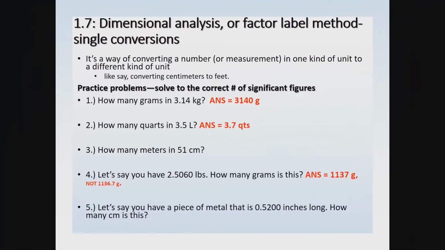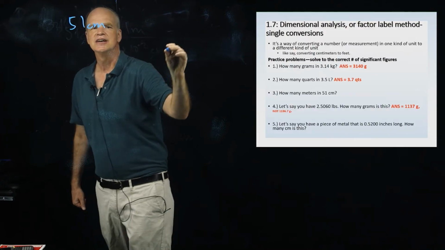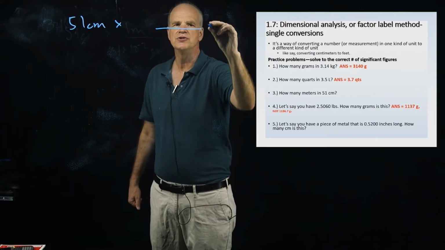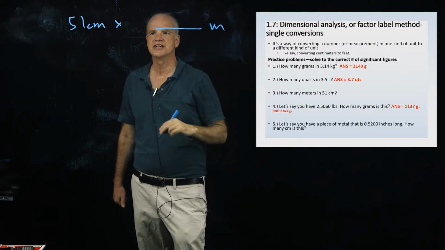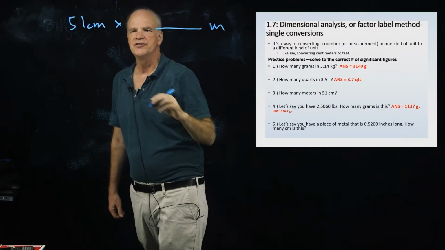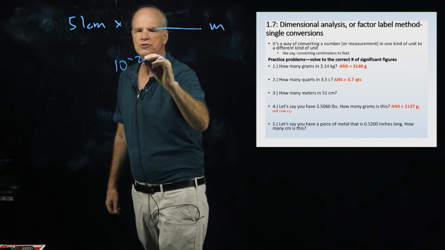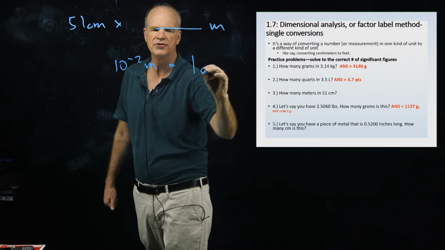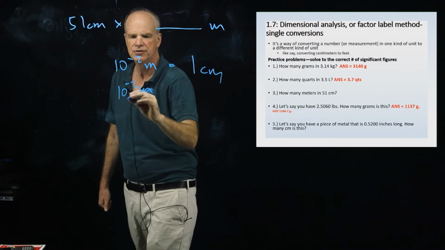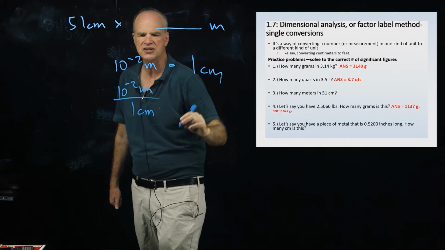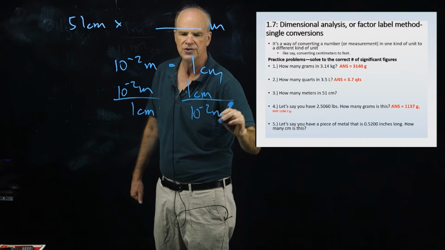Okay, so the next problem is we're going to take 51 centimeters and convert it into meters. We need to know the correct conversion. There are 10 to the negative 2 meters in 1 centimeter. So one possible fraction is 10 to the negative 2 meters over 1 centimeter, or 1 centimeter over 10 to the negative 2 meters.